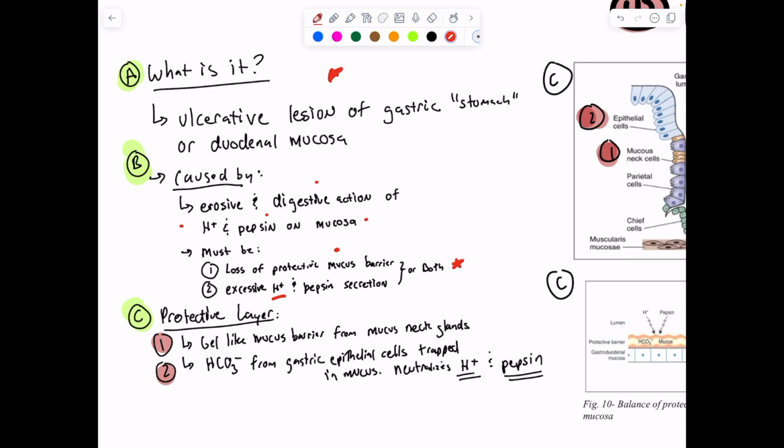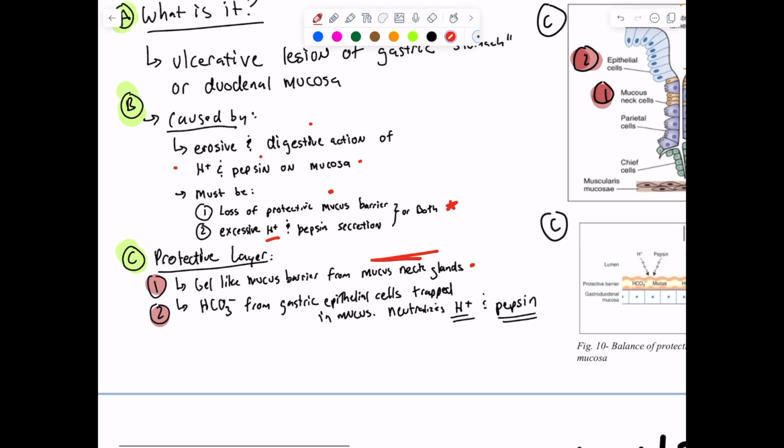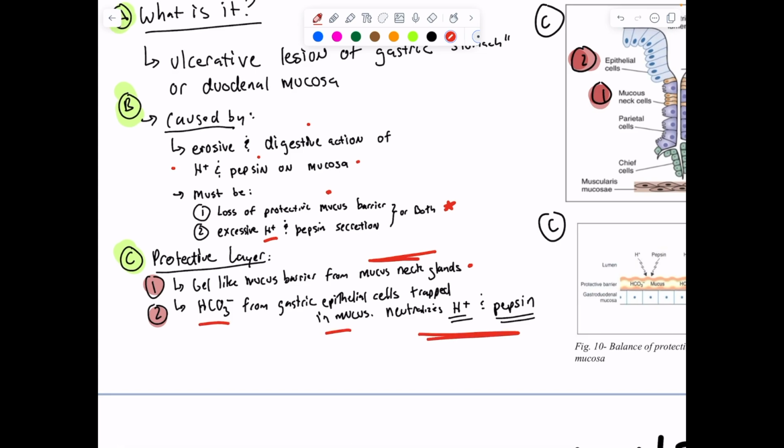The protective layer is a gel-like mucus layer from our mucous neck glands, okay, from our fundic, aka oxyntic, glands in the body of the stomach, and then we have bicarbonate from our gastric epithelial cells trapped in the mucus, and that neutralizes the HCl and pepsin.